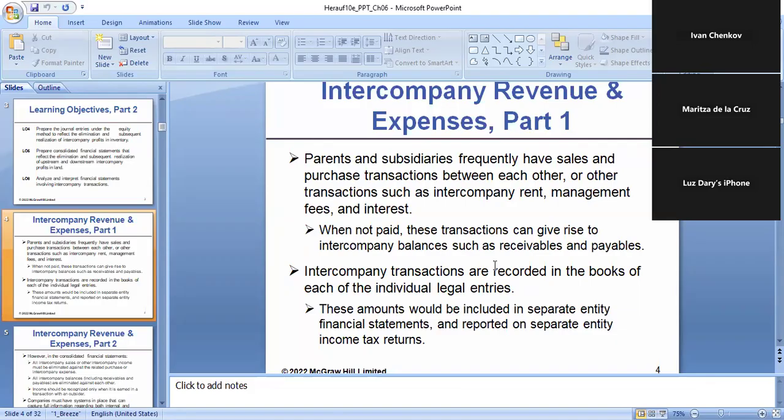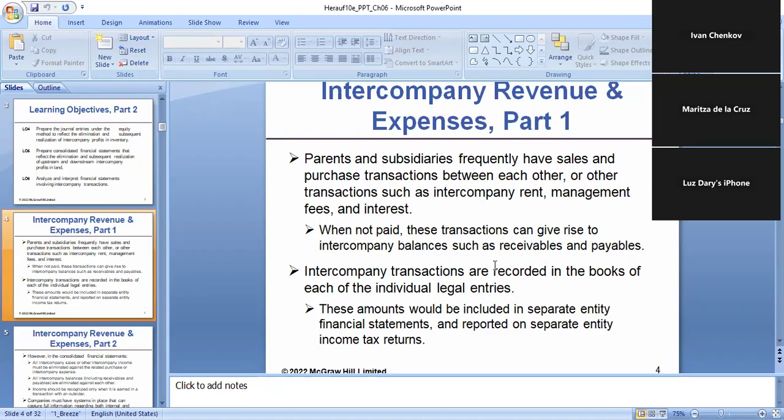The parent and subsidiary frequently have sales and purchases, and also other transactions which involve intercompany rent, management fee, and interest. When those transactions are not paid, they give rise to intercompany balances of accounts receivable and accounts payable. So imagine the second daughter never paid the first daughter, and the mother never pays the second daughter. They're generating profits, but they never realize those profits. So basically, there's no realization.